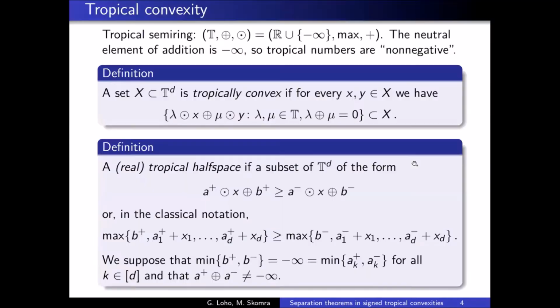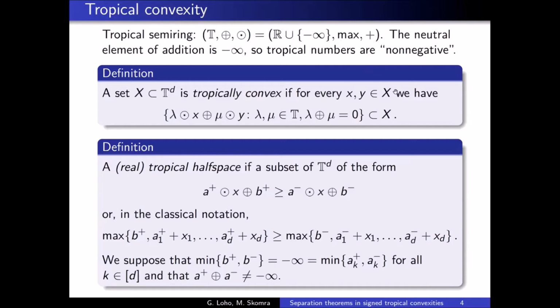After listening to already a few talks about tropical convexity, I hope that you already know these 4 things about tropical convexity. The first thing is that the tropical semi-ring is a structure with R and minus infinity, in which we replace the addition by the maximum operation and we replace the multiplication by the addition. The second thing to note is that all tropical numbers in this sense are non-negative. This is because the neutral element of maximization is minus infinity, and every number is greater than minus infinity, so all numbers here are non-negative.